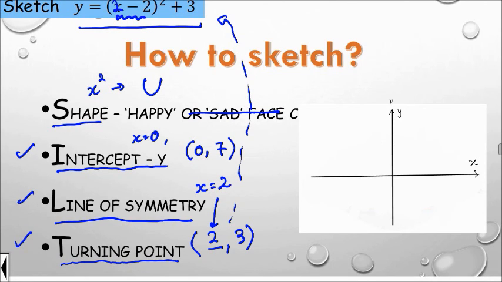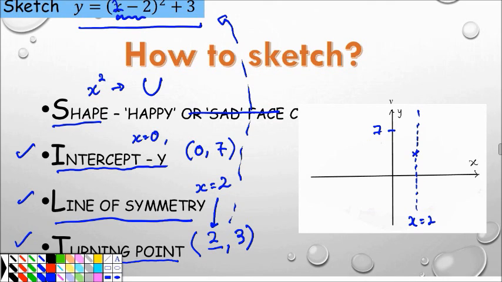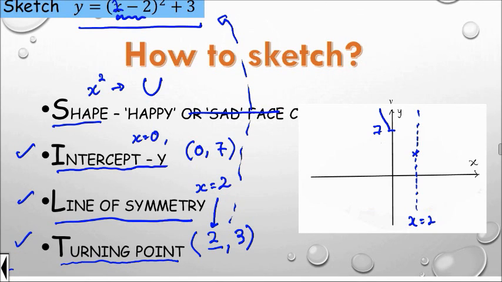So let us plot this into the axis here. So we know that this is 7. We know that I have a line of symmetry at x equals 2. I also know the turning point is at 2, 3. So now we can draw the curve. Let me use a red color. So I know that the curve looks something like this.